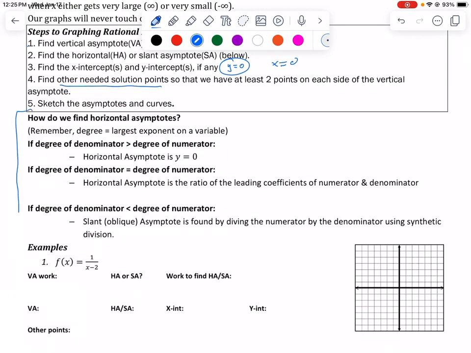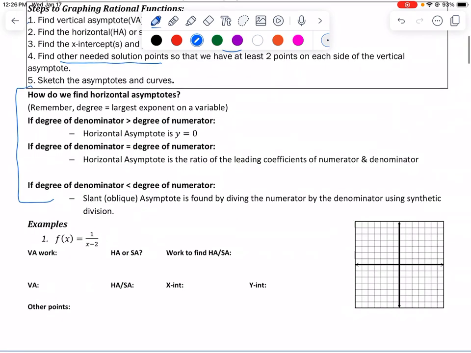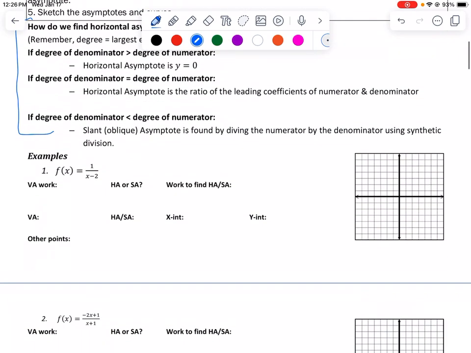Here's some more information about understanding the horizontal asymptotes. I'll talk about it as I work through each of these examples. That way I'm not wasting your time talking about it and then re-explaining it here.